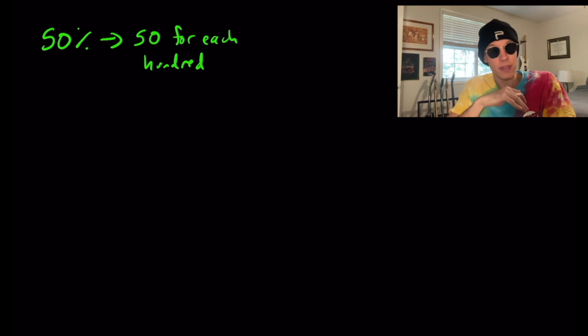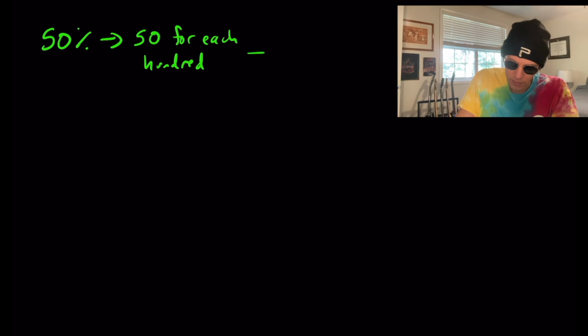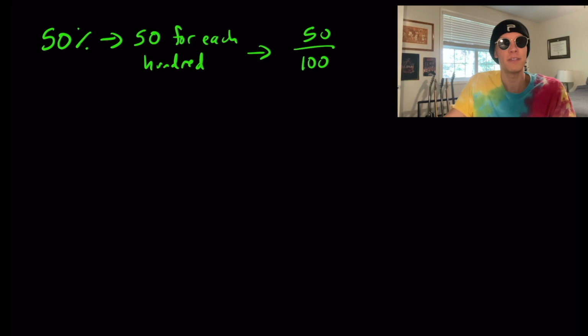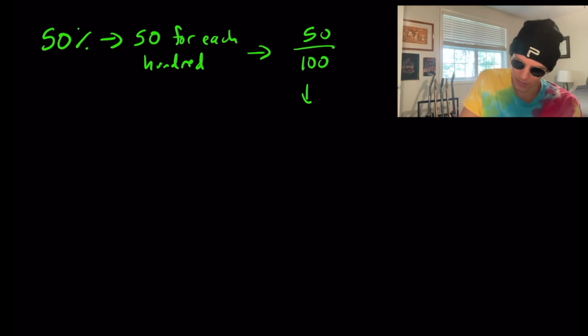Now, where would I go from here? Well, let's write this as a fraction. So let's write this as 50 for each 100, or 50 over 100. And we can simplify this fraction. 50 over 100. If you got 50 out of 100 questions correct, you could think of it that way. That would be like saying, oh, I got half of the questions right. Or if I ate 50 pieces of candy out of a total 100 pieces of candy, I'd eaten half of all the candy. So this simplifies down to 1/2.